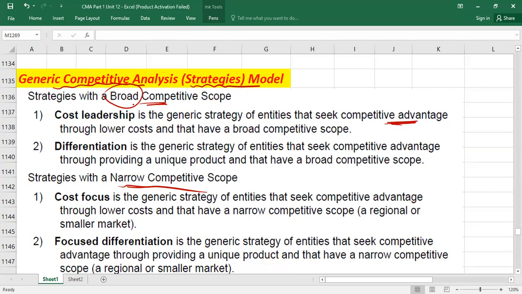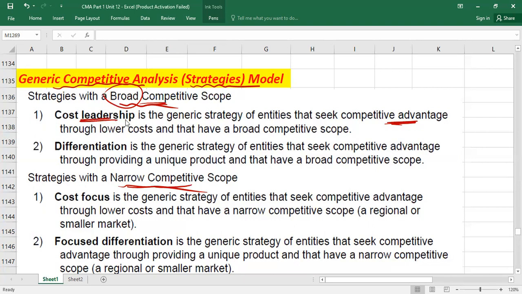When we talk about broad competitive scope, guys, it means you follow one strategy throughout the entity, regardless of which market, region or country you are operating in. You will follow one strategy. That is called broad. But when you change your strategy from market to market, region to region, country to country, that is called narrow competitive scope. But overall we have 2 strategies.